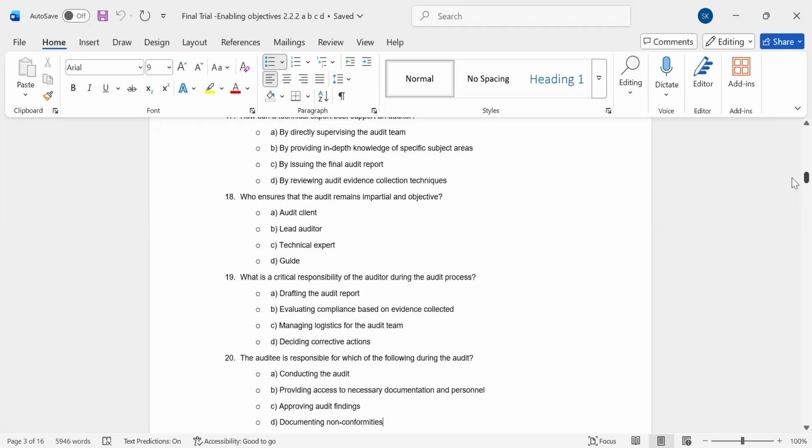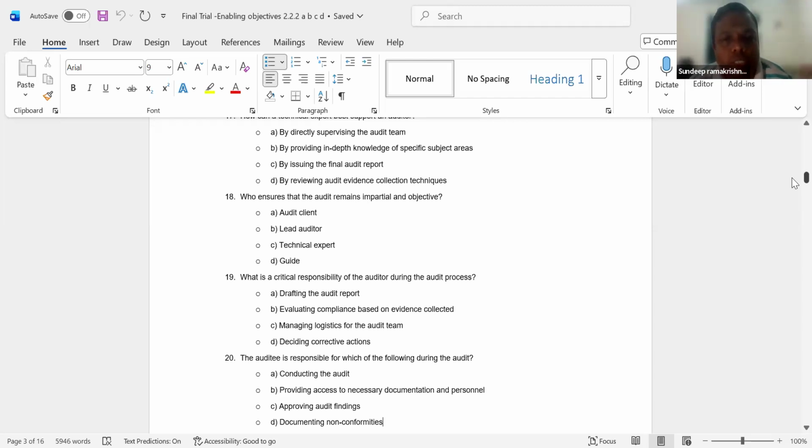Sometimes organizations will appoint somebody as a client to represent them with the certification body. That person is called the audit client. The lead auditor is part of the team and is the senior person, the single point of contact of the certification body with the auditee, the audit client, and everybody in the auditee organization.